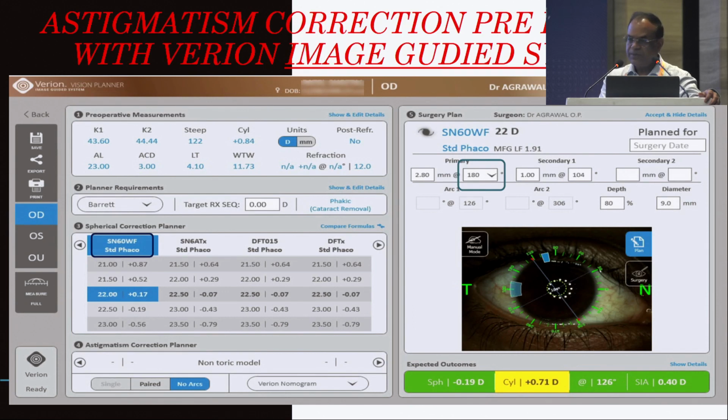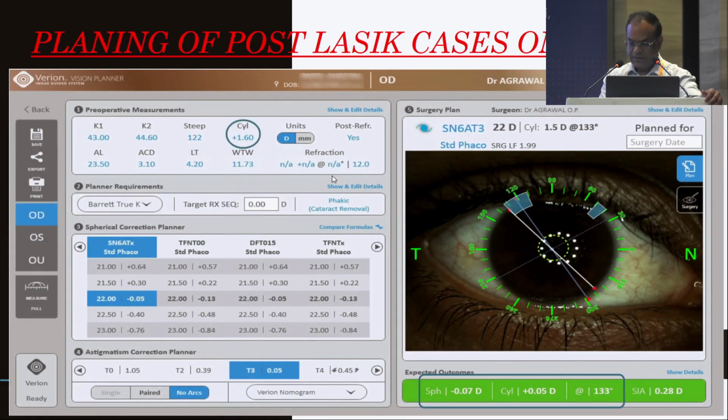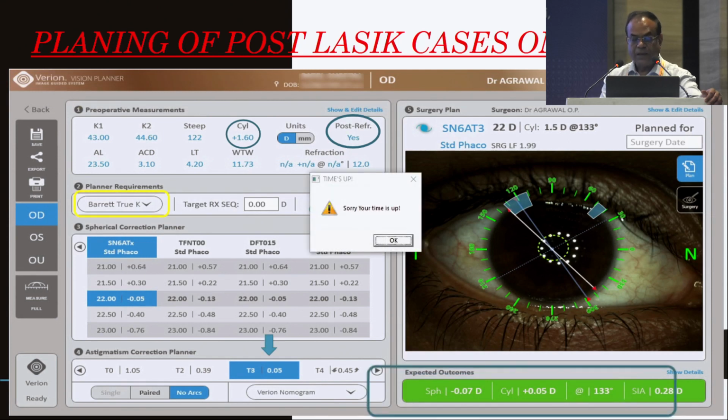If we are not comfortable, we can plan our own incision location, like 120 degree, 140 degree. If the incision location is 180 degree and we are not comfortable, we can change it and plan the lens accordingly. So these are the software available, which are very easy to use for the marking as well as to align the lens.